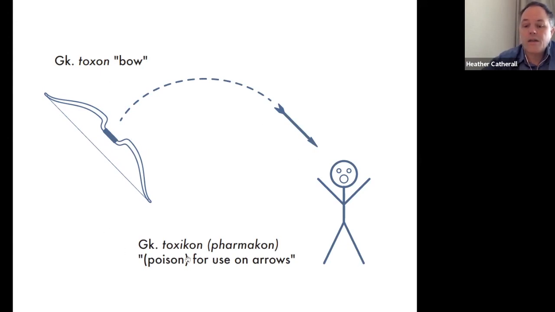We have this phrase, toxicon pharmacon. So the toxin was the bow and arrow unit, but the pharmacon here means the poison for use on arrows. So shooting a poison arrow at someone. So it brings up two interesting origins. So toxicant, obviously, we get toxic, toxicant.